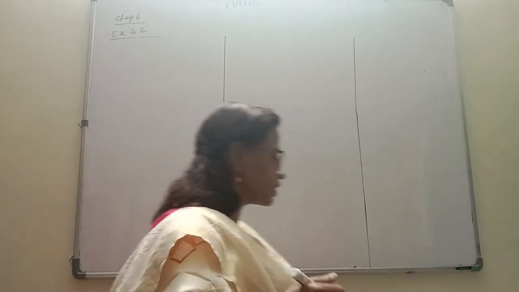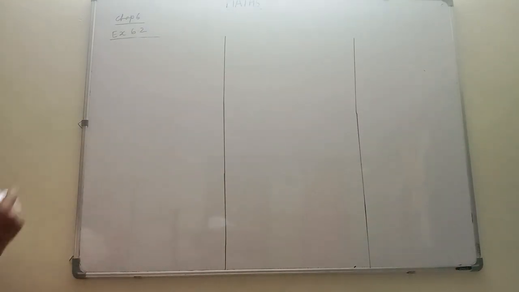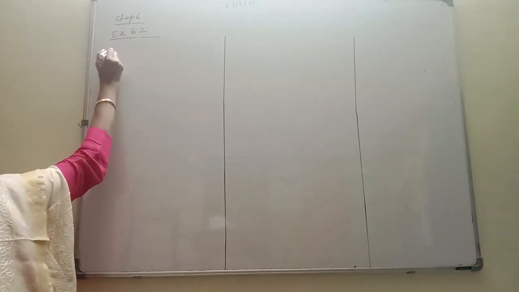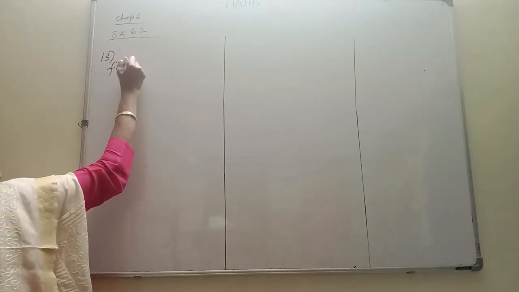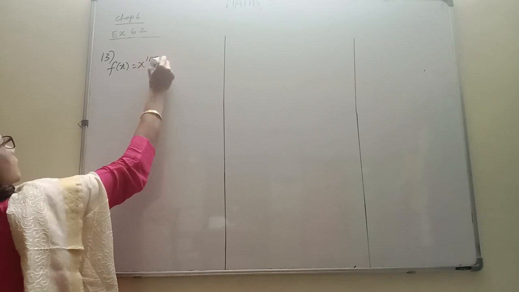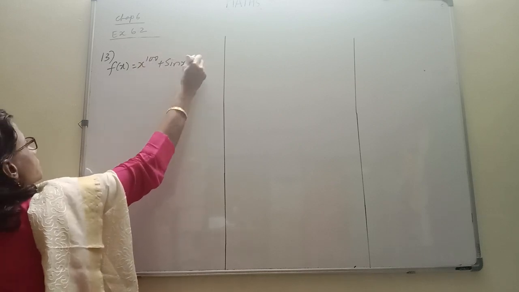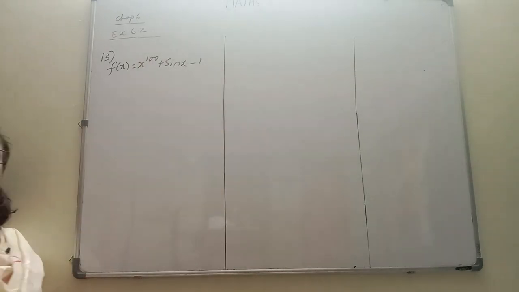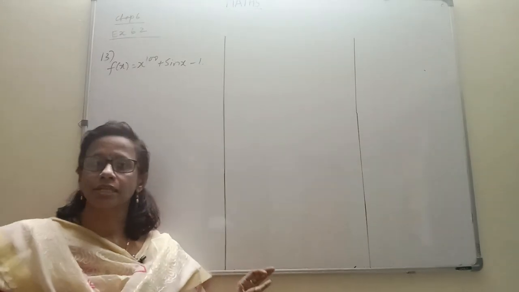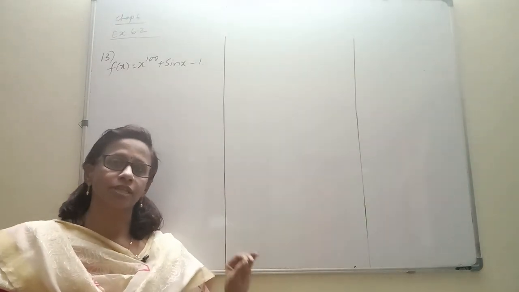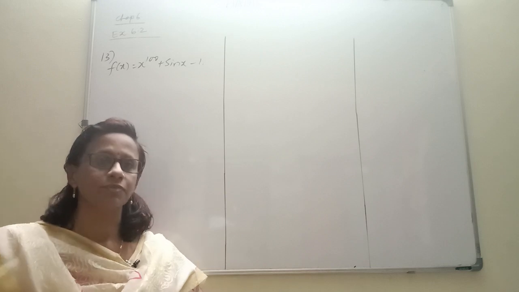So let's write the function. This is our 13th problem. The function is x raised to 100 plus sine x minus 1. That's the function. Now, in order to decide where it is going to be decreasing or increasing, our very first step is to get the derivative. So let's get the derivative first and see what happens.